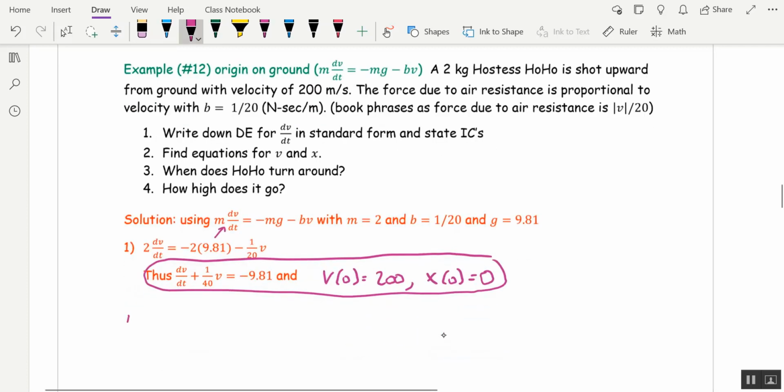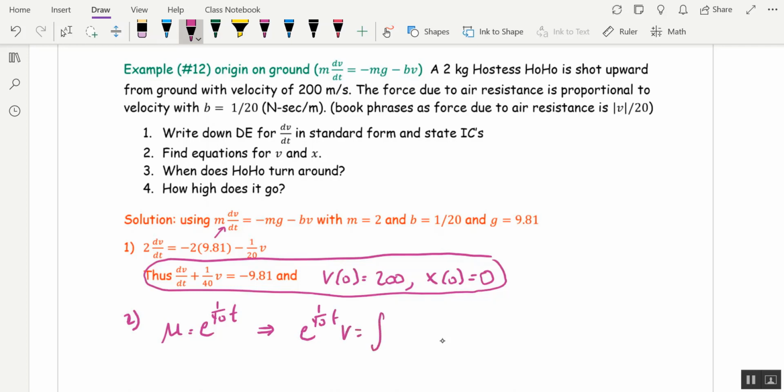So step 2, solving for v, I'm going to need an integrating factor. So mu, I'll just jump to the answer, is e^(t/40). We can do that integration in our heads. And so that gives us the equation to solve, that e^(t/40) times v is the integral of negative 9.81 e^(t/40) dt. This is negative 392.4 e^(t/40) plus c.